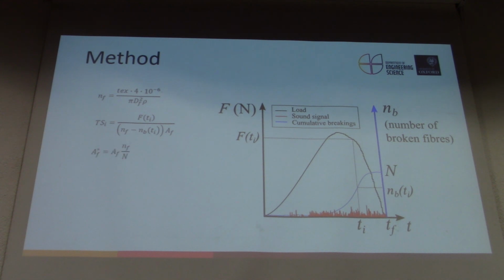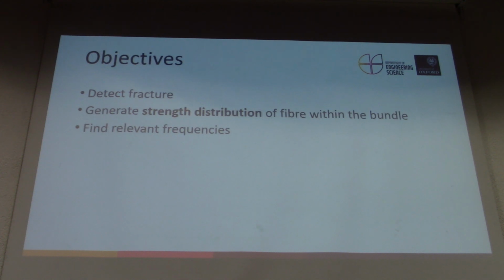But a certain rescaling we had to do, because this final number of counts was not matching the actual number of fibers within the bundle. But in any case, this would be the distribution of tensile strengths within the bundle in this rescaled manner, and that we called our distribution of apparent strengths. So if we remember the objectives, the second objective was to generate this strength distribution, right? Which we get with the last expression I showed in the previous slide.